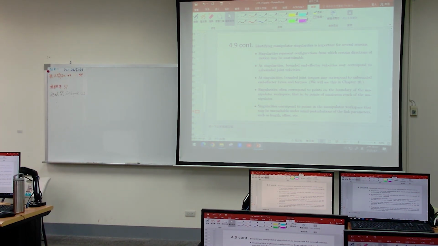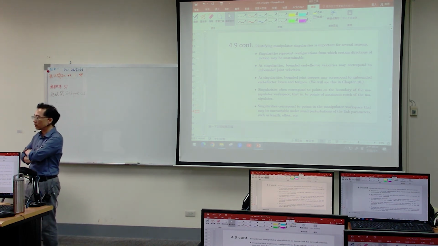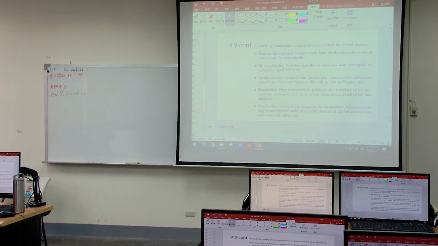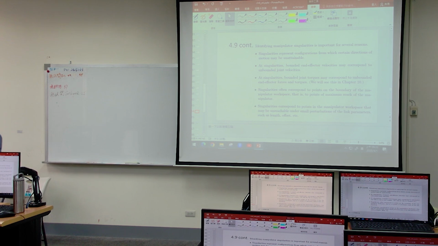And the third, again, bounded joint torque may correspond to unbounded. So it repeats for velocity and torque, because we are not only talking about position at this point. We talk about velocity and force. Force means torque also. So it means I control my torque or I output my torque, but it seems not controlled by the joint. I input the rotating angle, so it's weird. It means I cannot control it.